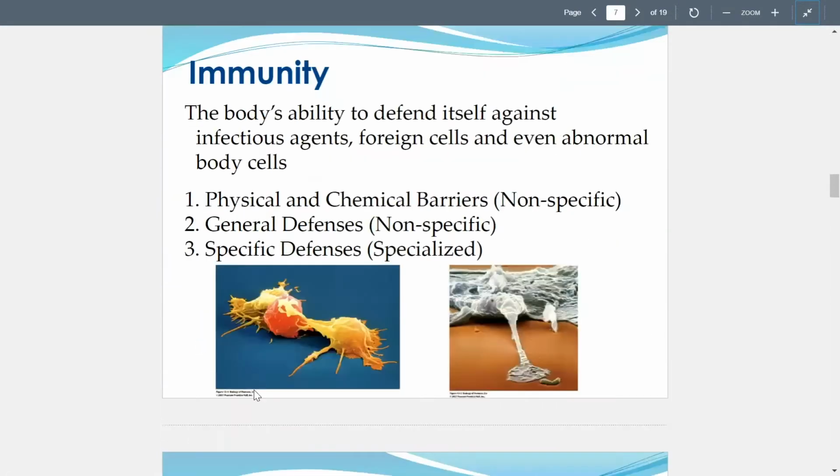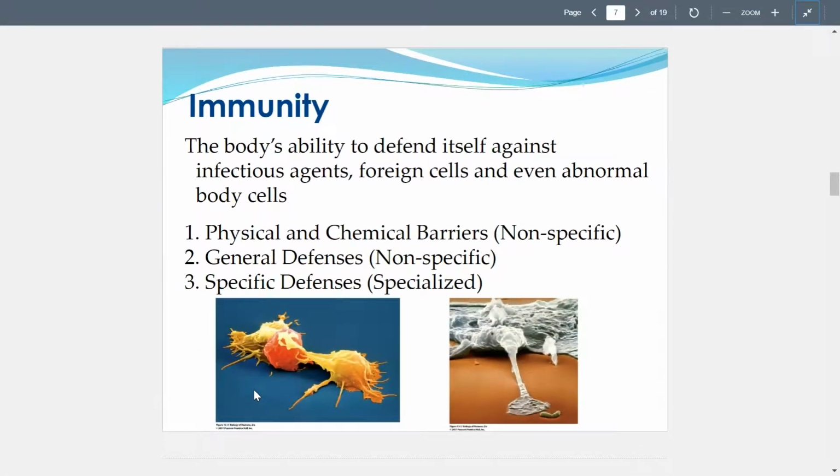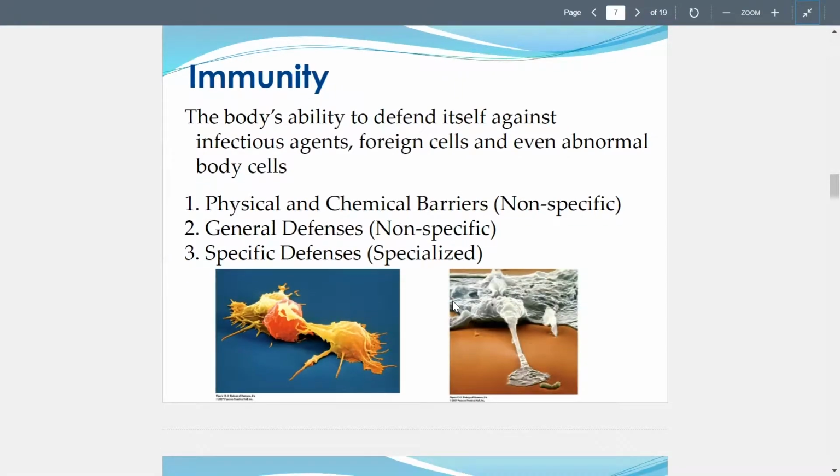And moving on, immunity is the body's ability to defend itself against infectious agents, foreign cells, and even abnormal body cells. So again, we're trying to fight off those foreign invaders, just have everything healthy in our body, maintain homeostasis. The three lines of defense that foreign invaders are going to try to get through to get into your body: first is the physical and chemical barriers, second is the general defenses, and third is the specific defenses. And then we'll describe non-specific versus specialized after.